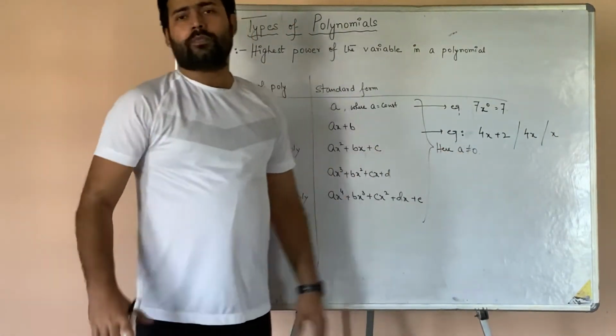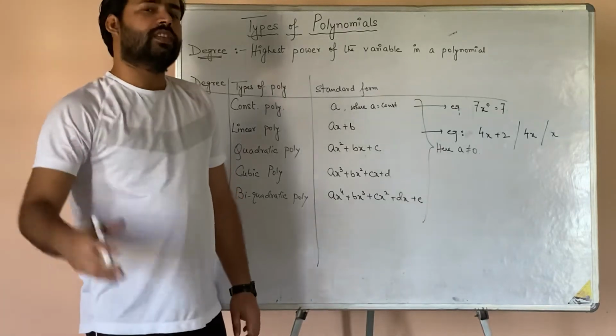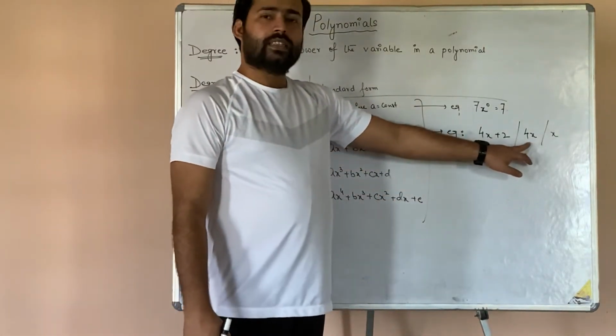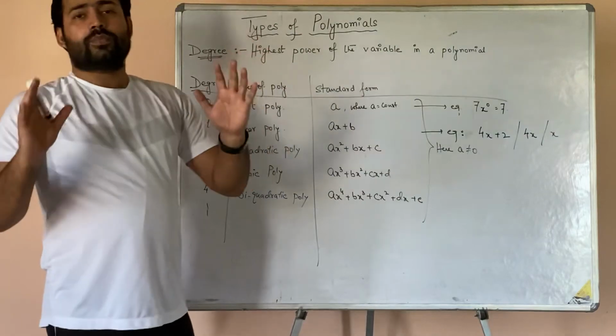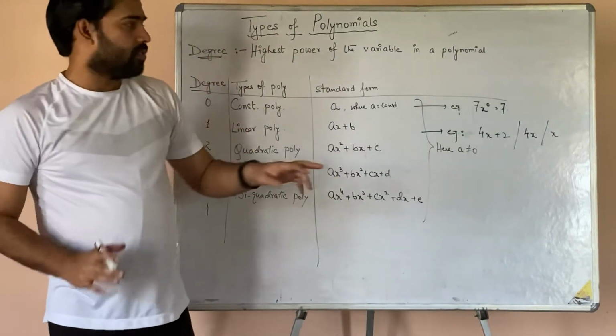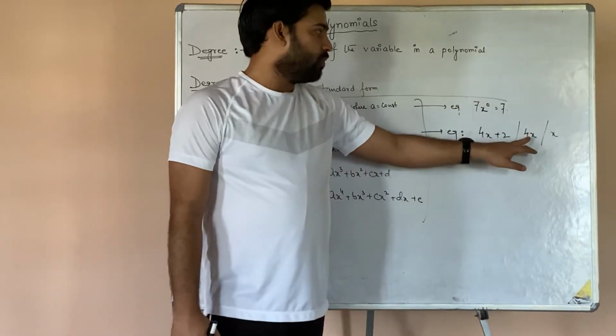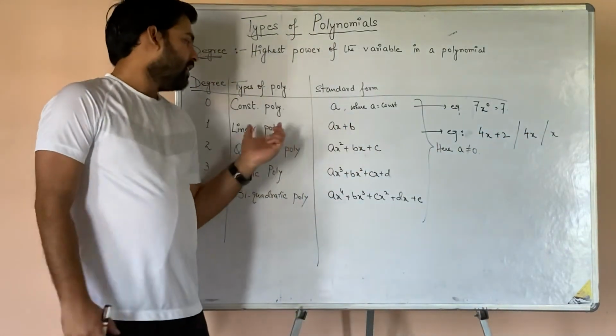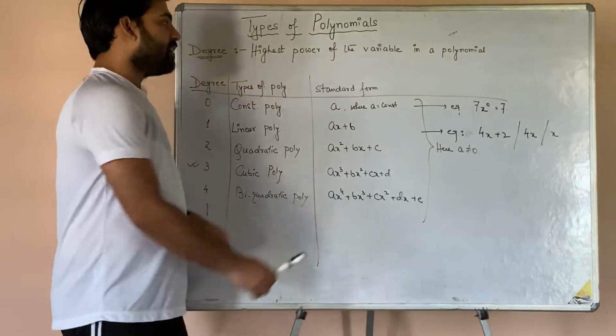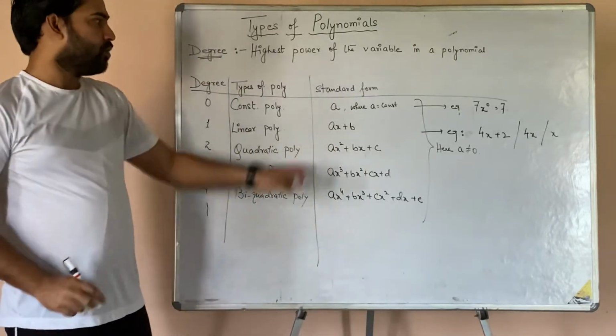Even if the constant part is not there, you can still say that the polynomial's degree is 1 only. So if the constant is not there, the degree would still be 1, which means it still fulfils the criteria of a linear polynomial. I have written over the standard form.